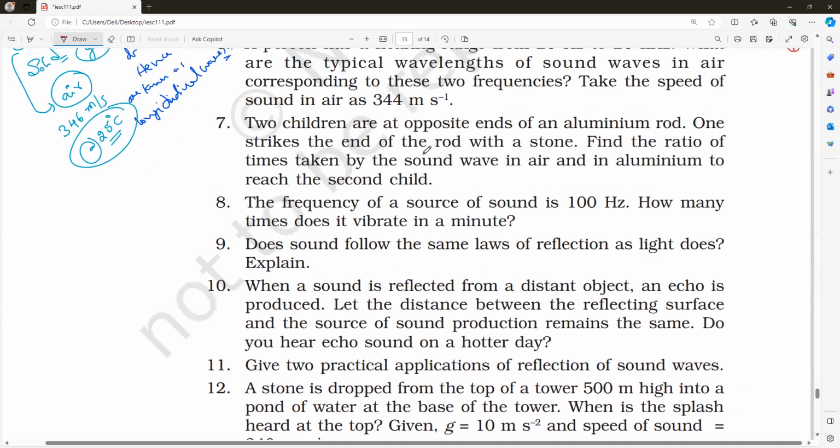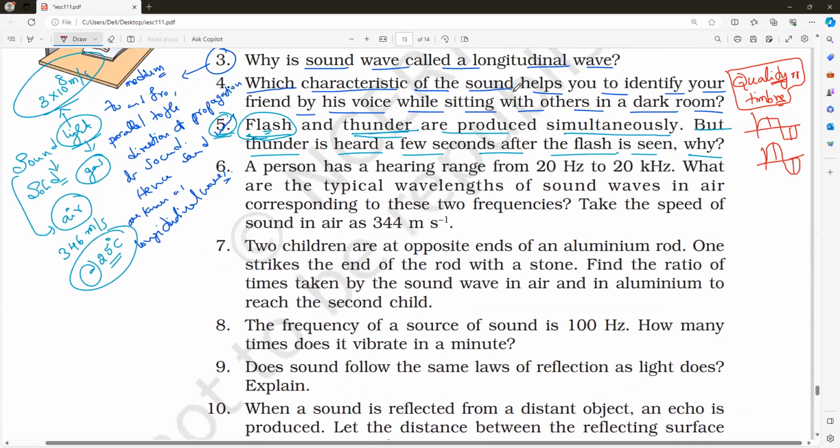So next question, read all of you. Sixth question. It's a very important numerical question. A person has a hearing range from 20 hertz to 20 kilohertz. So we all know this is the sound between 20 hertz and 20 kilohertz. What do we call these sounds? Audible sounds. That is the audible range of humans. Now, what are the typical wavelengths of sound waves in air corresponding to these two frequencies? Take the speed of sound in air as 344 meter per second.